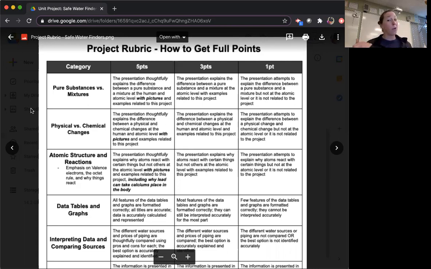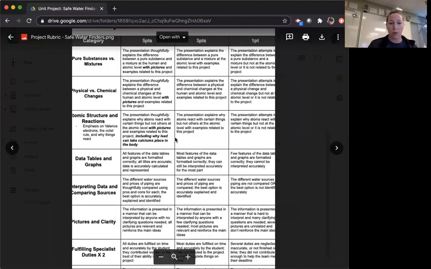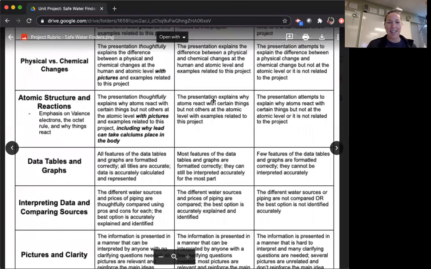And to get full points, again, you're going to be trying to include why lead can take the place of calcium in the body. That would be your biological specialist. They should be the person covering that information, but everyone could touch on this on any of the slides because it has to do with why lead behaves the way it does and why hydrogen behaves the way it does in the water. So for atomic structure, again, what I'm looking for is some talk about valence electrons and why that causes things to react.